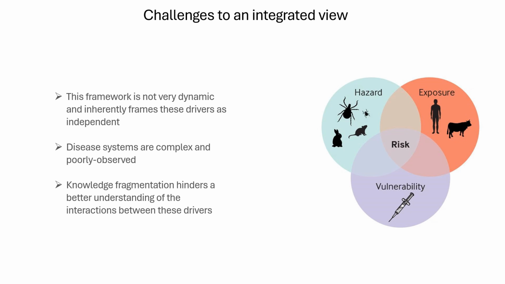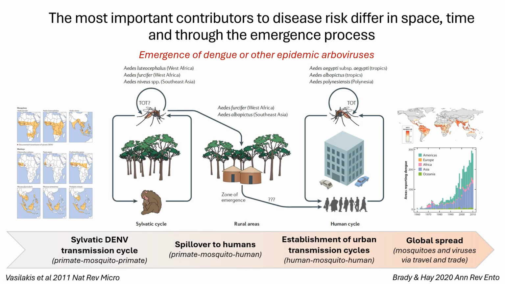And it also highlights that these disease systems are very complex and they're often poorly observed, and actually disentangling these drivers, hazard, exposure, and vulnerability, can be really tricky. So I'll give a couple of examples for these limitations, and then we'll think a bit more about where to go from here. So first is this point about dynamics of change.